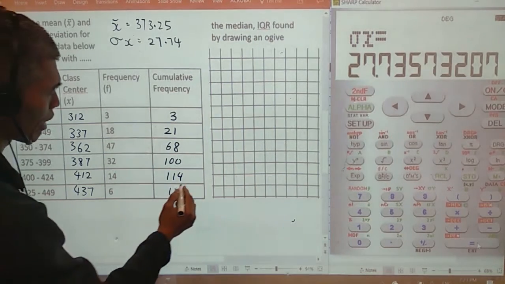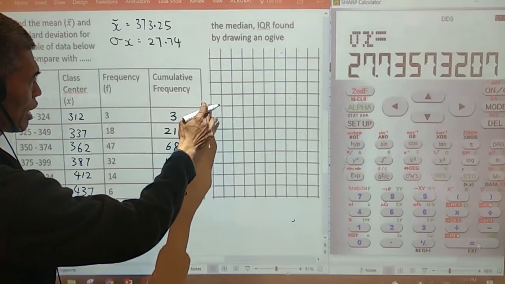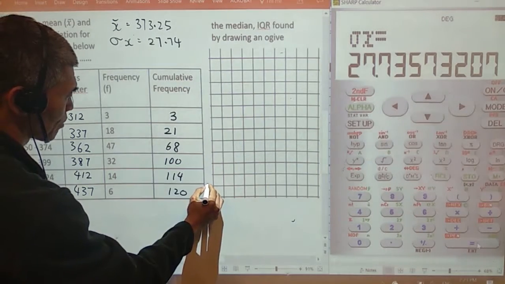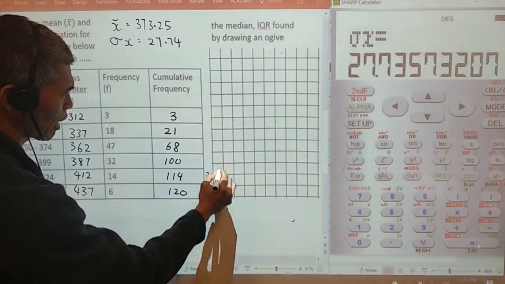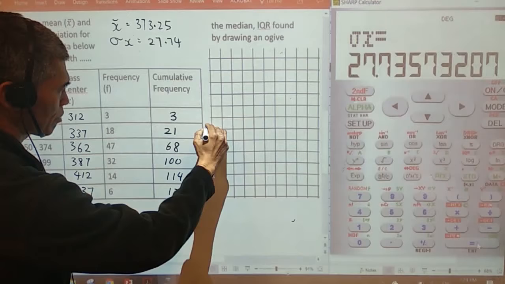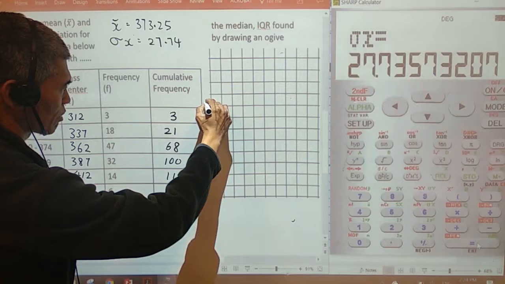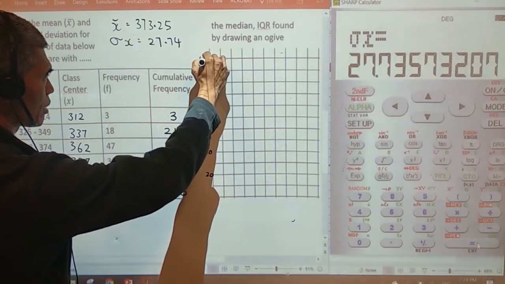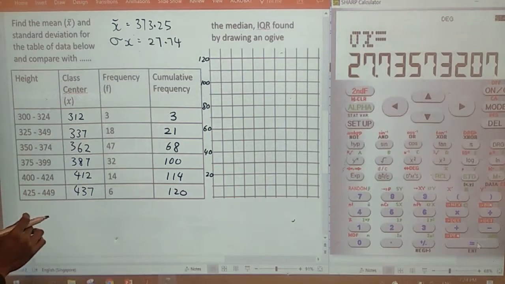Alright, so now we can go by 10, 20, 30, 40, 50, 60, 70, 80, 90, 100, 110, 120. We don't want to clutter up the y axis, but this will give us a pretty good set of divisions to work with. So we have up to 120.